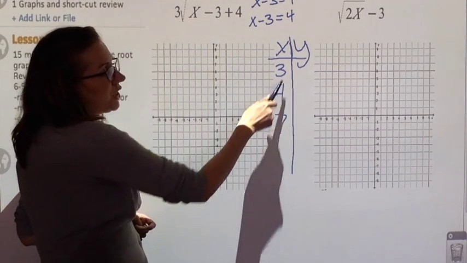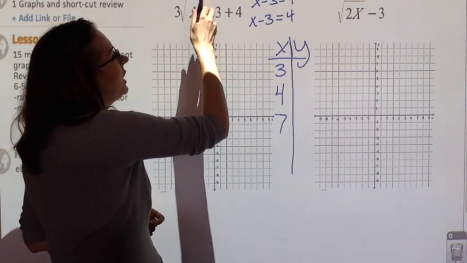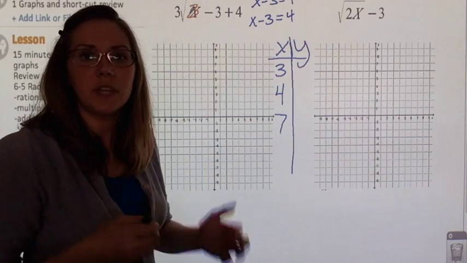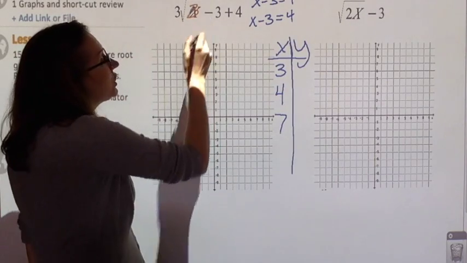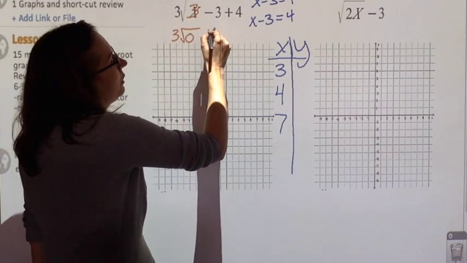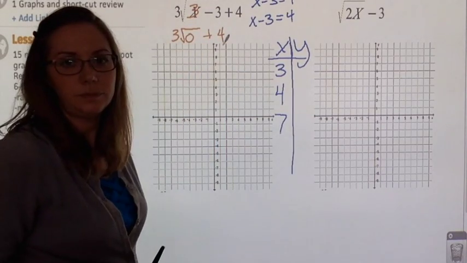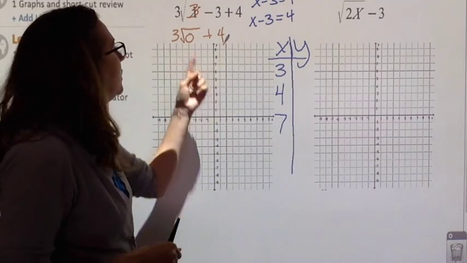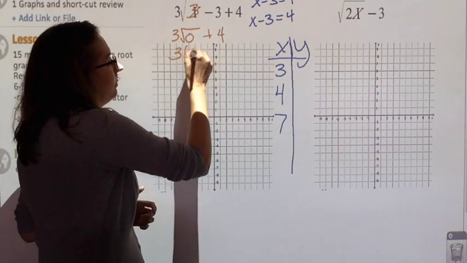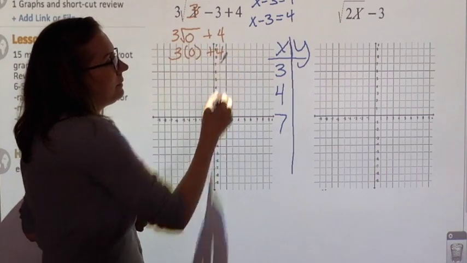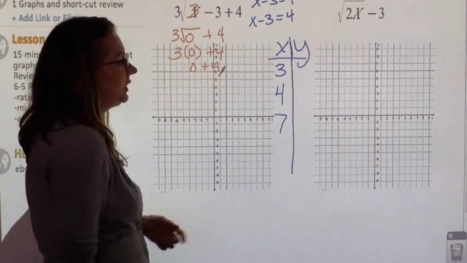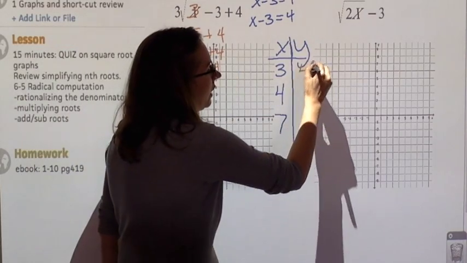So let's start with a 3. I plug it in on the inside. So I have 3 minus 3. You always solve inside your root first. And 3 minus 3 is 0. So I have 3 square root of 0 plus 4 on the outside. Now I need to solve my root. Square root of 0 is 0 plus 4. And 3 times 0 is 0, plus 4 is going to give me my answer, which is 4.